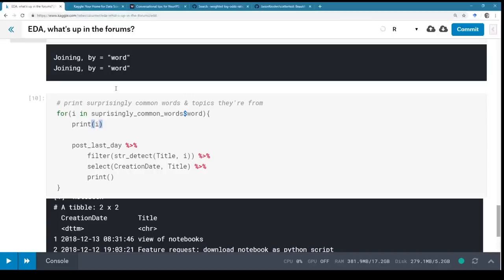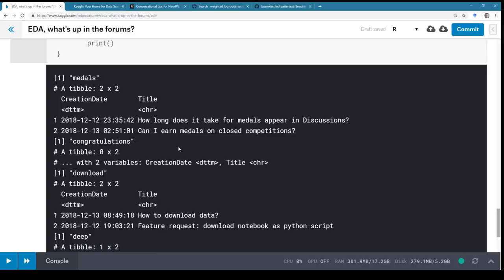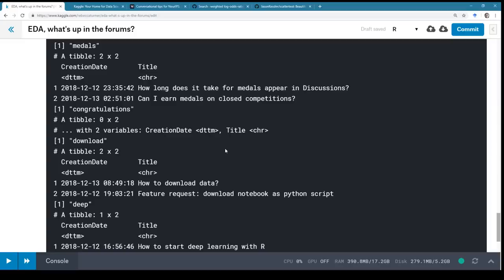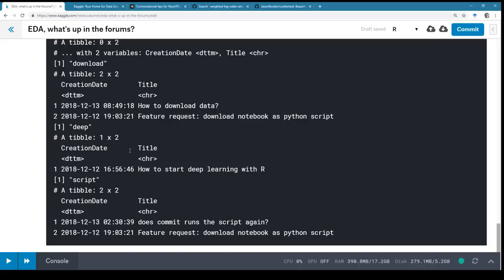And it works okay. It definitely tells you some things. So here, once we're looking at just the last 3 days, we can see medals, we can see congratulations, we can see download, how to download data, download notebooks or Python script, we can see deep, how to start deep learning with R, and then we can see something else about scripts.